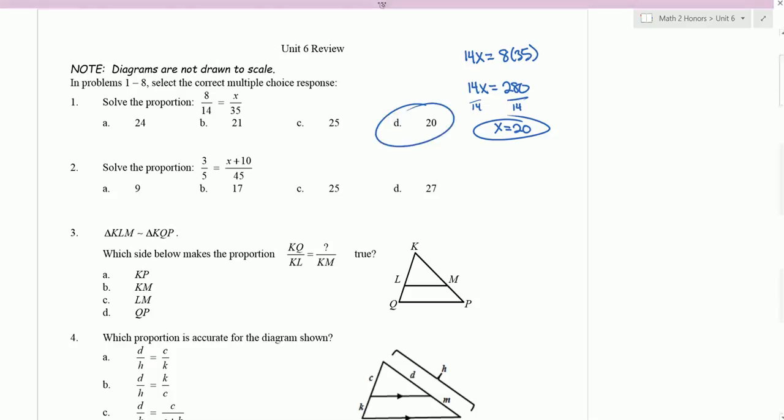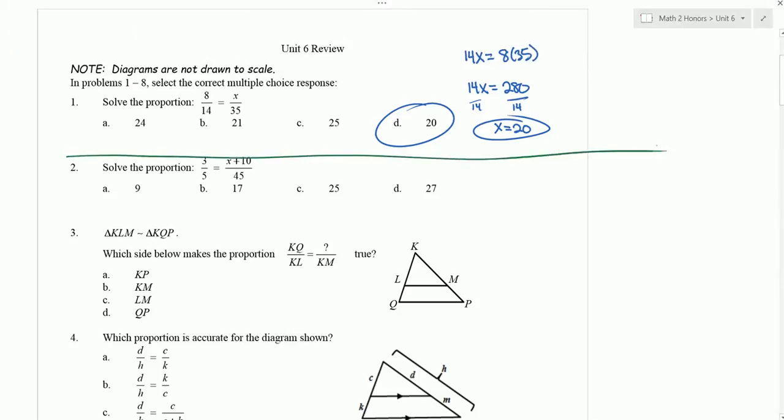Number 2. Again, we have a proportion, so we can cross multiply. We're going to multiply the 5 times the x plus 10. So 5 times the whole x plus 10, so I'm going to put the x plus 10 in parentheses, is equal to 3 times the 45.